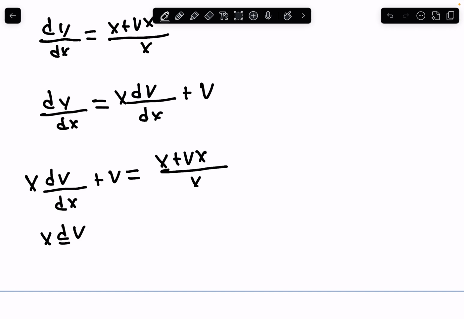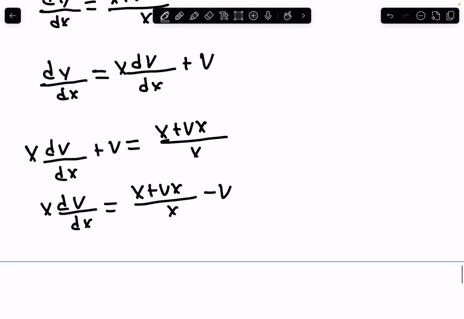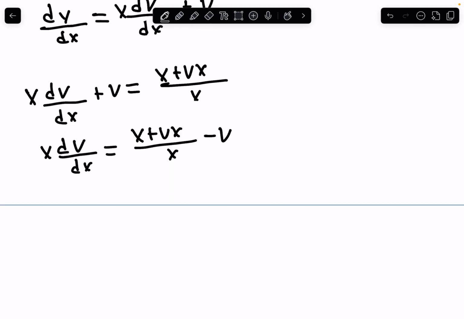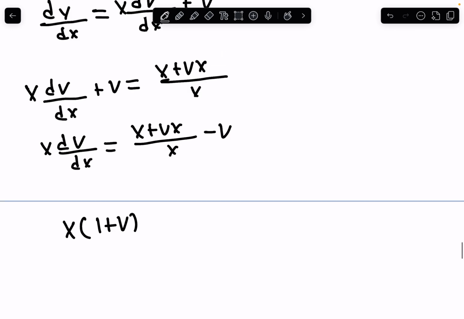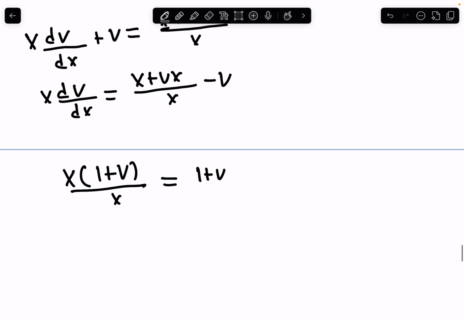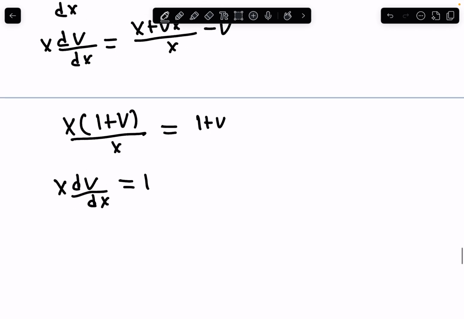So x dv by dx equals x plus vx divided by x, minus v. Let's try to simplify the right hand side. We can take x as a common factor, so it becomes x multiplied by 1 plus v, over x, which will be equal to 1 plus v. So x dv by dx equals 1 plus v minus v, which equals 1. Now it becomes separable.